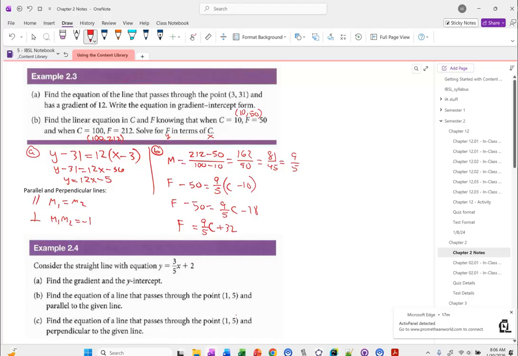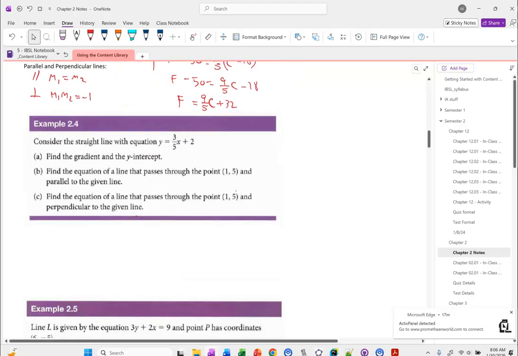So you do have to remember that vertical and horizontal lines are perpendicular and vertical lines are parallel. Not usually a big deal to remember that. That's pretty obvious, but I should make mention of it.